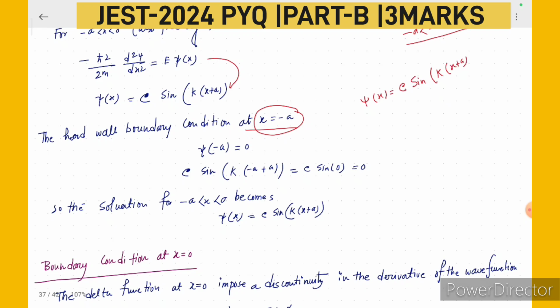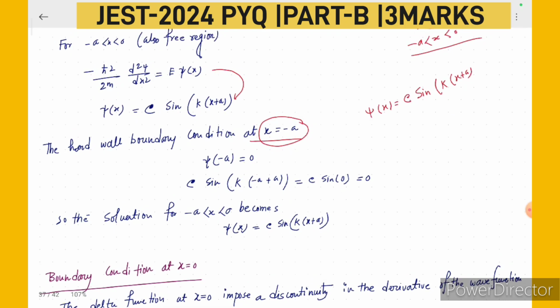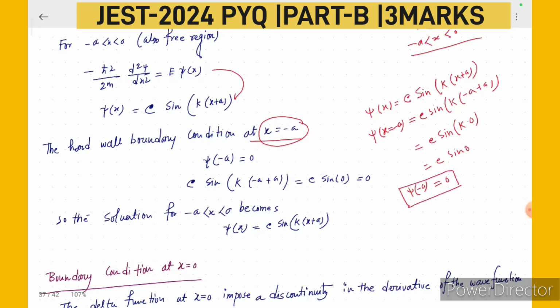Now we find the value of the wave function at x equals minus a. So this equals C sin k(minus a plus a), that is C sin of k times 0, that is C sin 0, that is equal to 0. Okay, the wave function must vanish at x equals minus a.